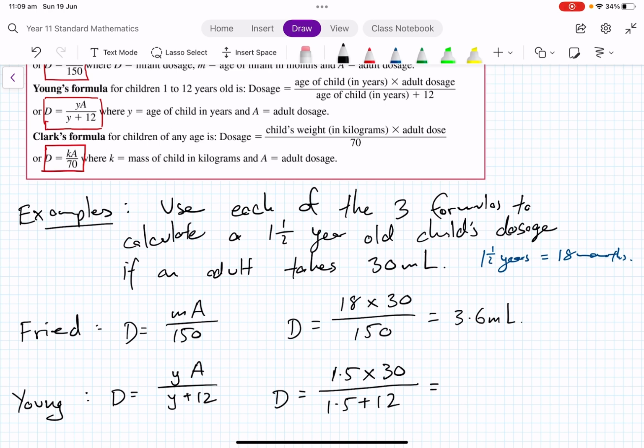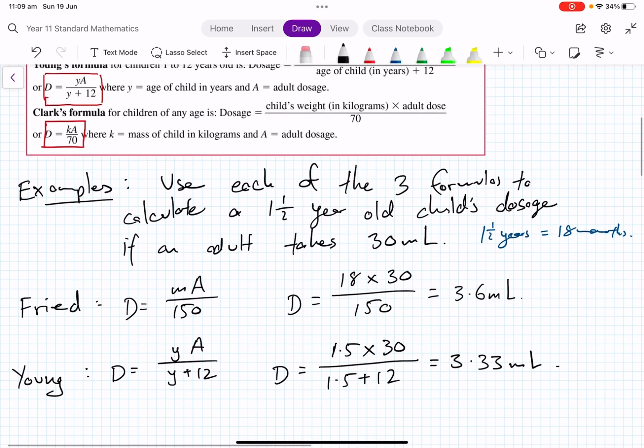1.5 is the age in years, times 30, over 1.5 plus 12. So 1.5 times 30 divided by 13.5, we get 3.33 milliliters. Quite close, actually. It's fairly similar, which is good.